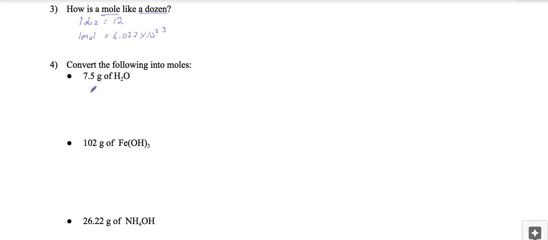For example, here we have 7.5 grams of water. We want to get that to moles. We have grams of water down here, moles of water up here. 1 mole is 18 grams. That value comes from the periodic table. If we add up 2 hydrogens and an oxygen, we get 18. And that comes out to be then 0.42 moles of water. We do the same process for these guys down here.